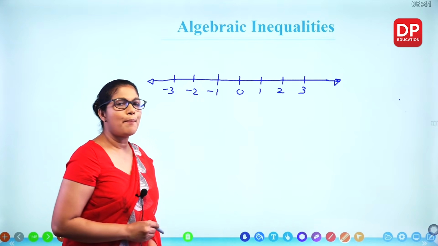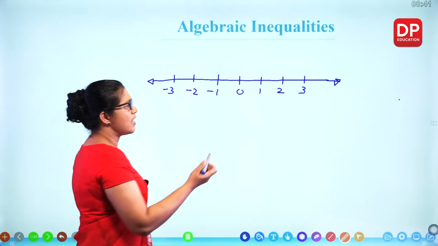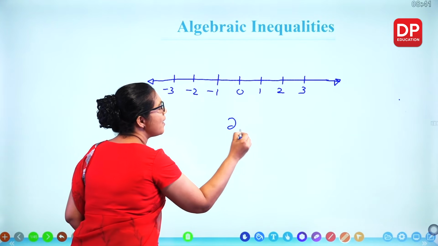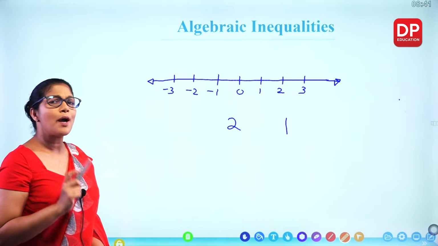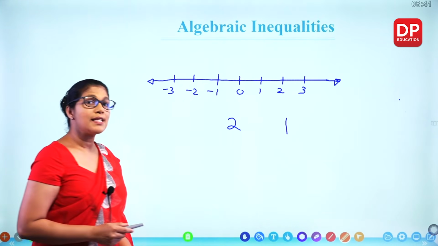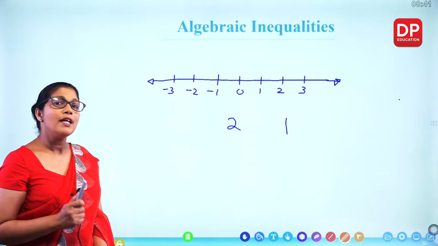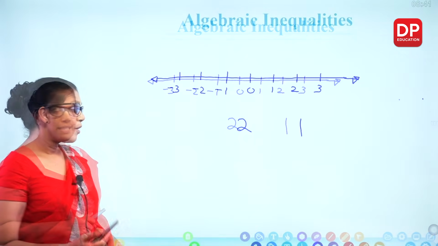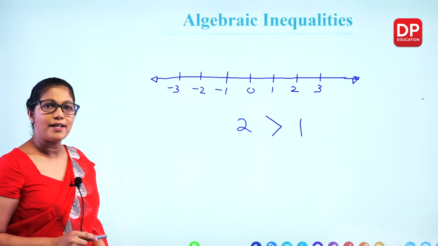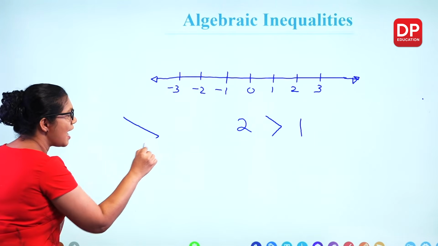So when you take the number line and consider two numbers, I want to take 2 and 1. Which number is greater? So we know that 2 is greater than 1. So how can we write down this one using a mathematical symbol? We use this symbol. So it looks like a crocodile mouth.